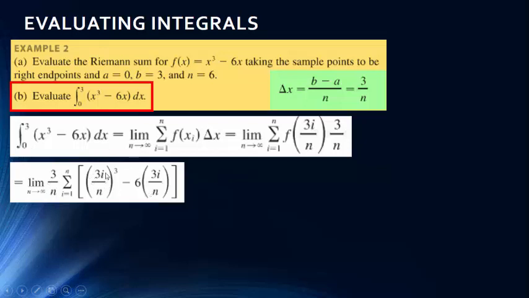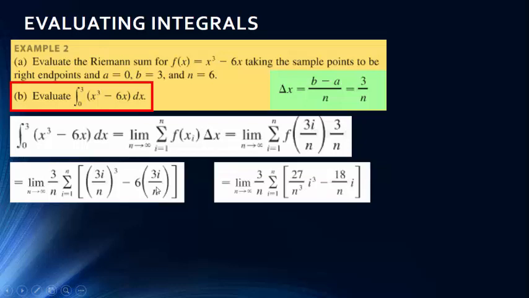So now let's just expand this. 3i cubed is 27i cubed over n cubed, and we compute this. And negative 6 times 3i over n gives me negative 18i over n. Okay? So since we're moving towards isolating the i, notice we've pulled the i out of the fraction and just put it in front. And that helps us to see it a little bit better.